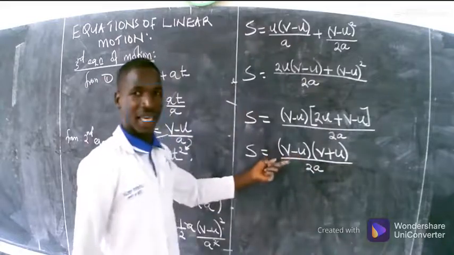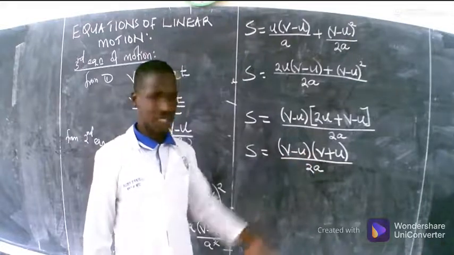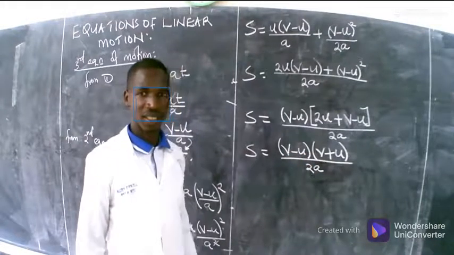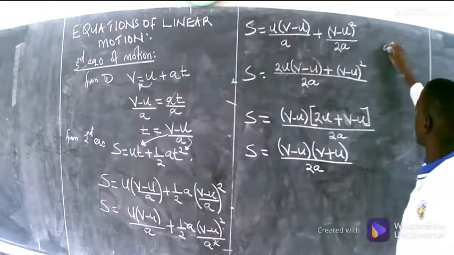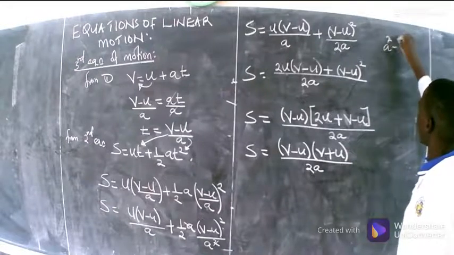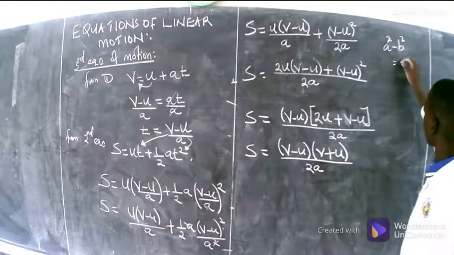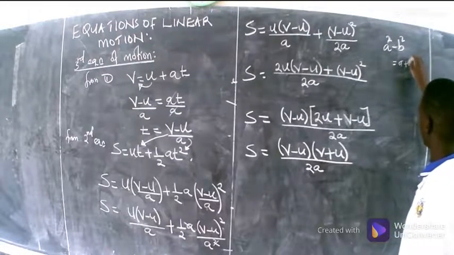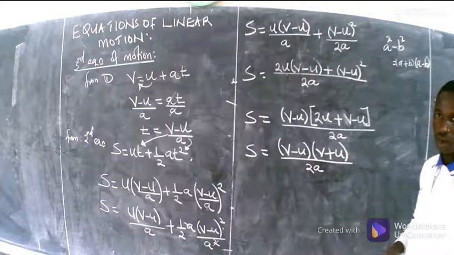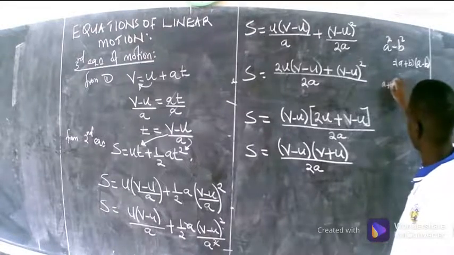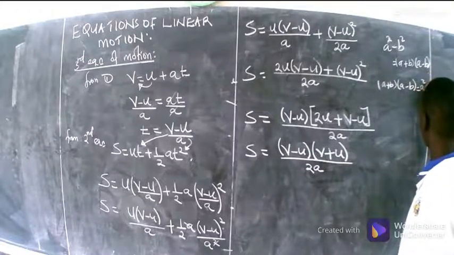Good. I like, there's some mathematics here now. I want you to observe here. v minus u into v plus u, that is real mathematics. You remember we saw mathematics of a squared minus b squared. This is difference between two squares, which can be expressed as a plus b into a minus b. So likewise, I can say a plus b into a minus b is the same as a squared minus b squared.